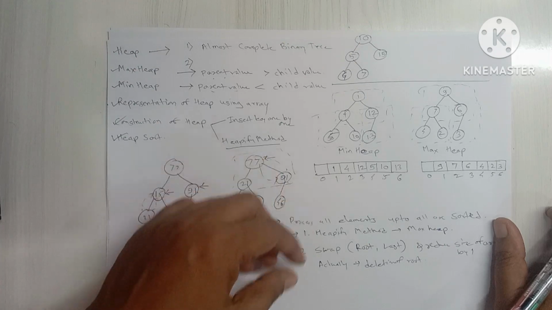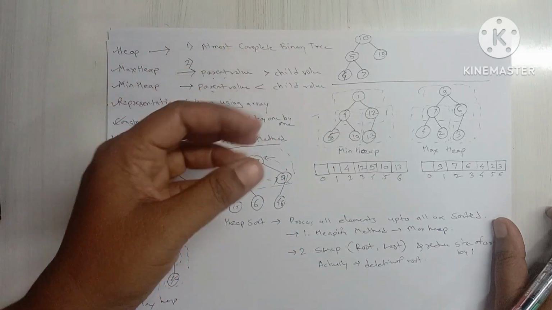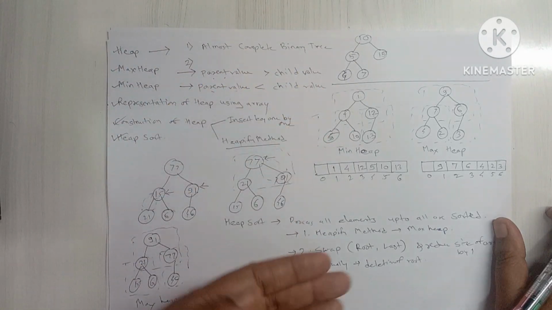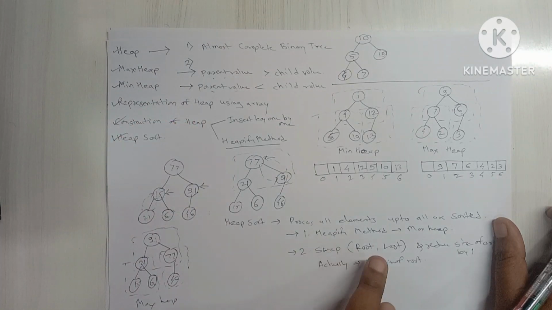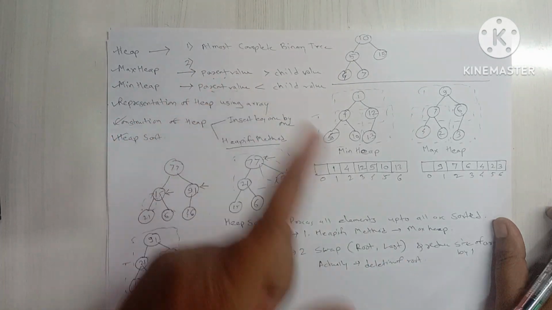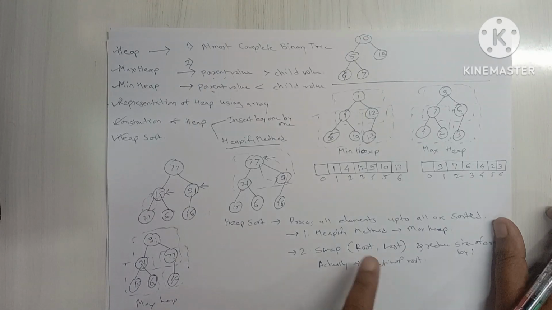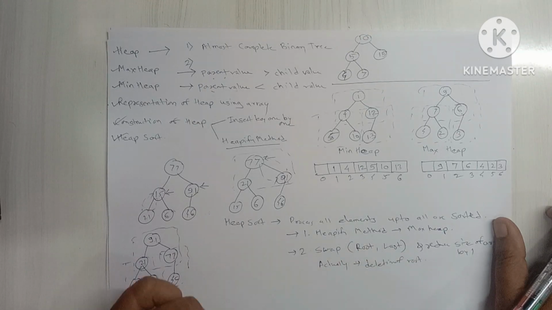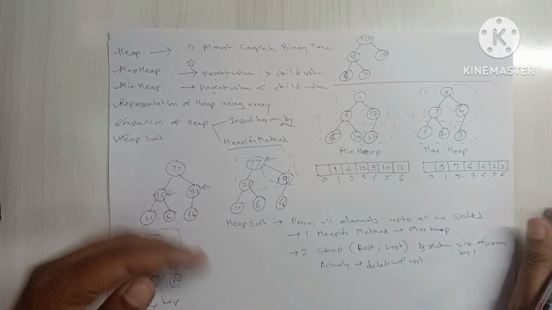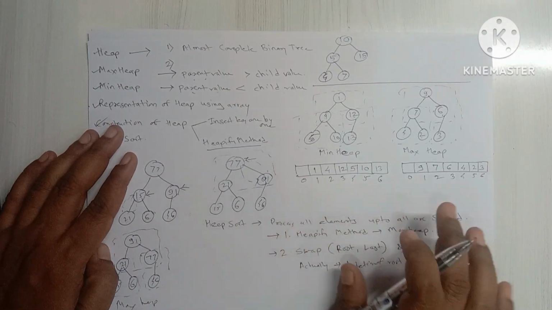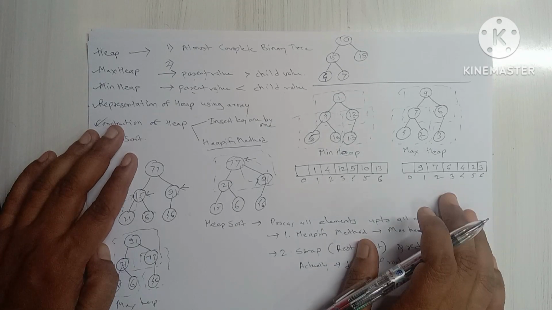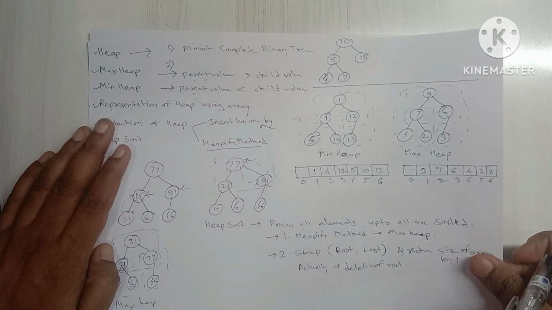In the first step we will find the max heap, and whatever the maximum element is, that we will delete. So how can we perform that? We will swap the root element with the last element, and every time we will reduce the size of the array by 1. In this way we can perform the heap sort. Let's see the example of this heap sort.